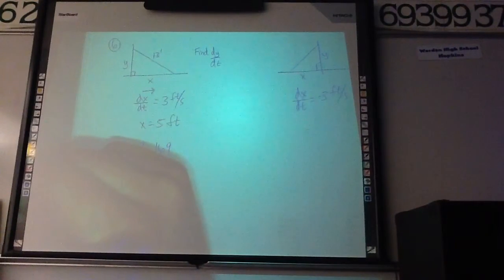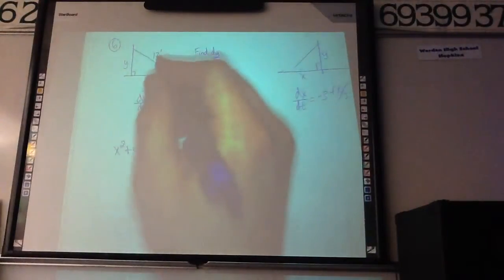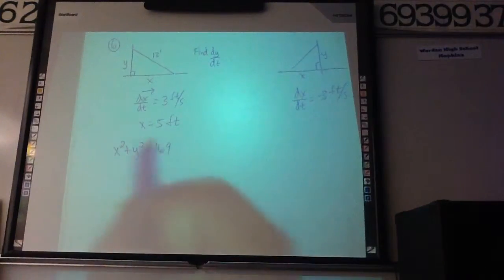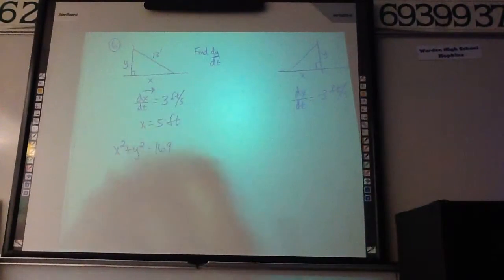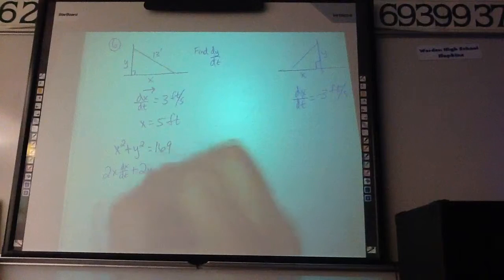How did I get 169? 13 times 13, 13 squared. Pythagorean theorem: a squared plus b squared equals c squared. The derivative of this then is 2x dx/dt plus 2y dy/dt equals 0.